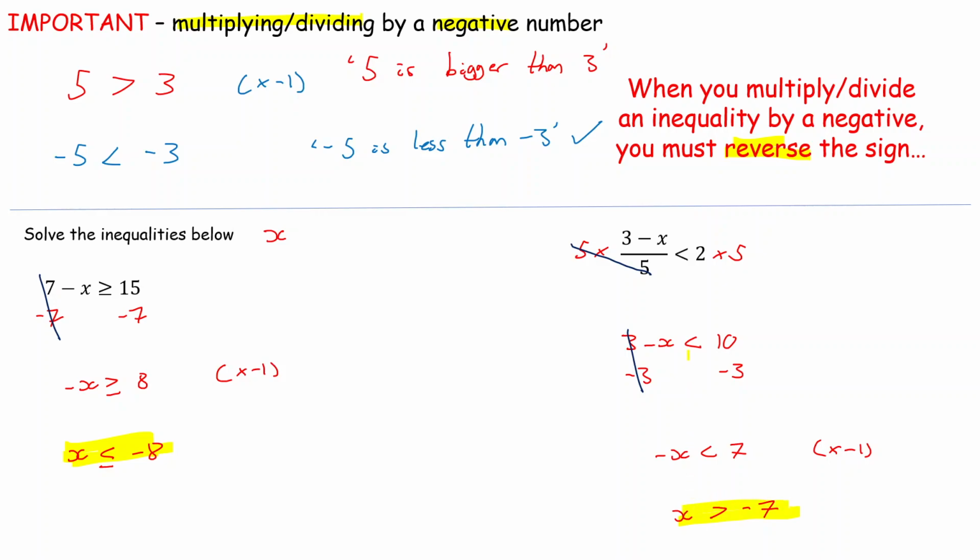Okay, so just be wary. If you times by a negative, you flip your sign over when you times through by that negative. And that is it.